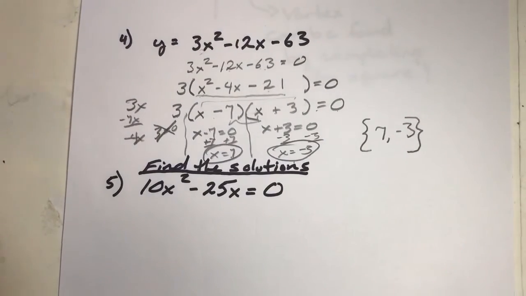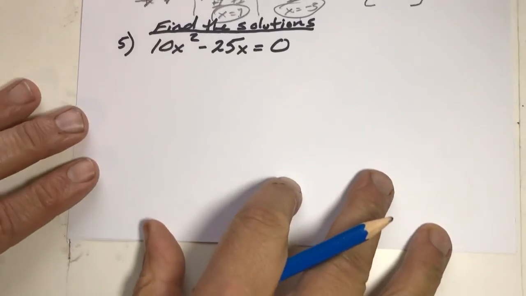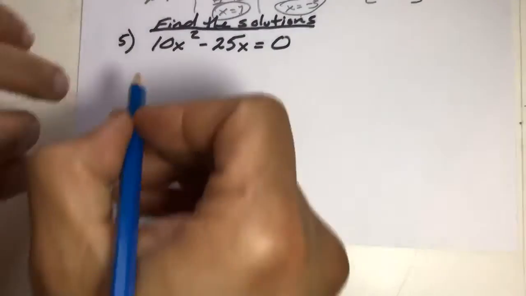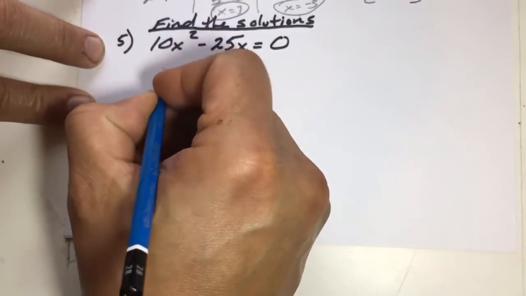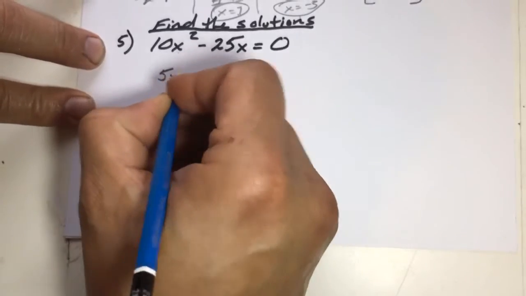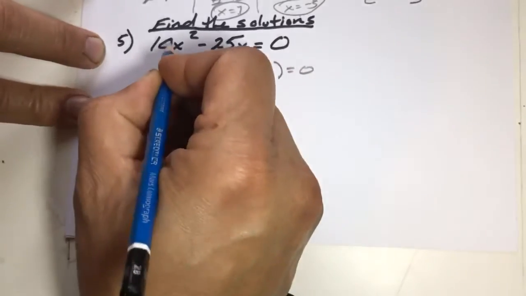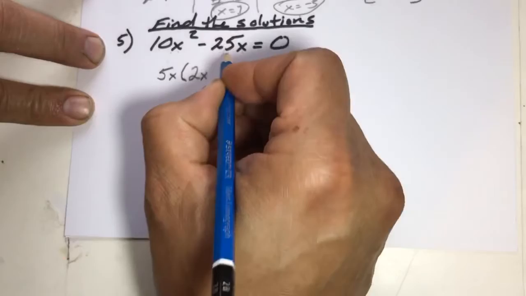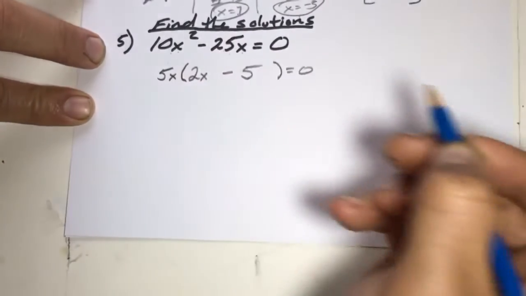All right, so these last couple I just have written different. It says find the solutions. Well, I follow the rules. Look for GCF. Both are divisible by 5. But they both have x, and the lowest power is x. Alright, imagine a 5x removed from this, you'll be left with 2x, and a 5x removed from that would be minus 5.